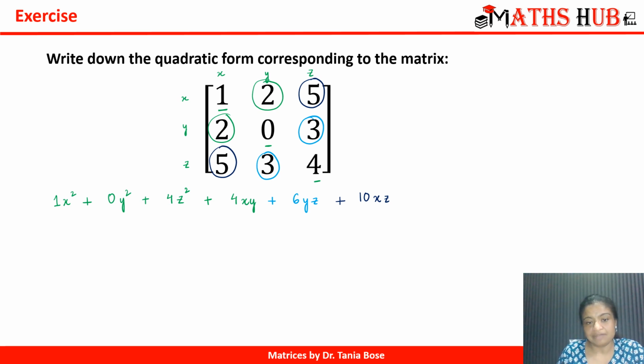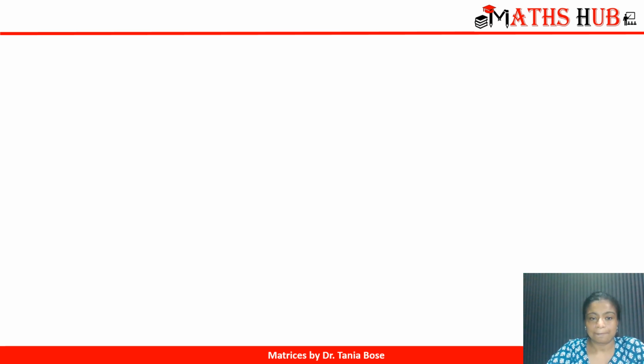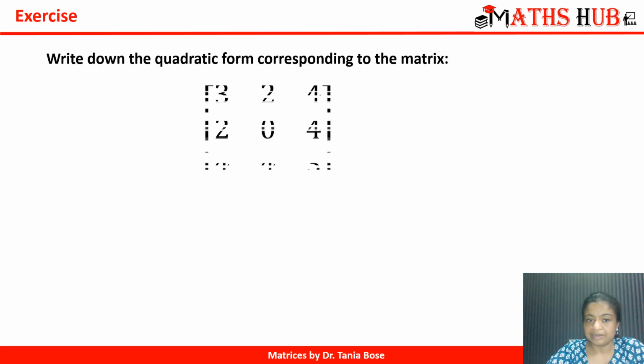Right? So whenever you are converting the quadratic form to a matrix form, whenever you have to place the coefficients of xy, yz and zx, you will take half of it. And when from the matrix you are converting into a quadratic form, you will add up. So you will take the double of it. Right? Okay. So let us try to do another exercise.